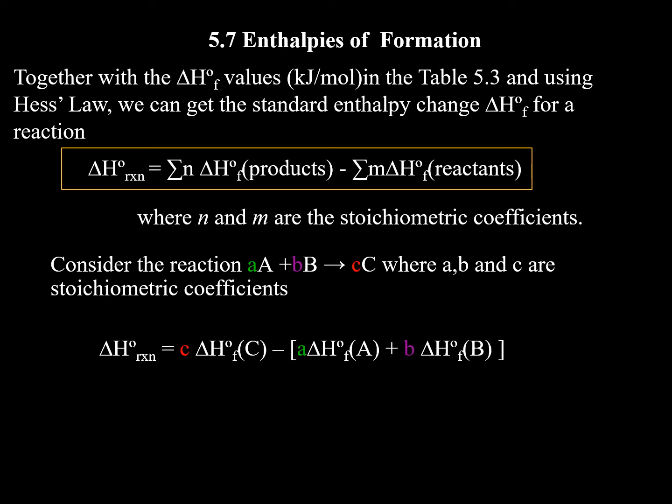How would we put this in an equation, or how would we find the delta H of a reaction? The general equation is delta H naught of formation of products minus the sum of the delta H naught of formation of reactants. So again, it's products minus reactants. We do have to take into account the coefficients in front, so the little a, the little b, and the little c in terms of the coefficients. But again, it's just products minus reactants.